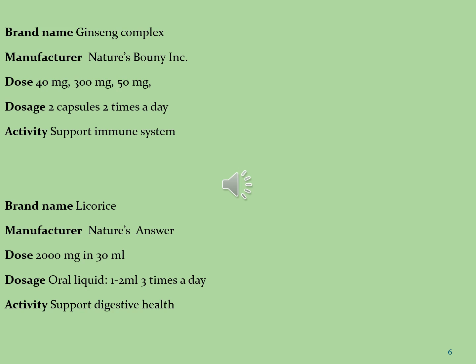The next molecule of saponins is licorice. This product is manufactured by Nature's Answers, and we take its dose 2000 mg in 30 ml of suspension. So it is formulated in liquid dosage form, and we take 1 to 2 ml 3 times a day. This brand or product is used to support the digestive health system.